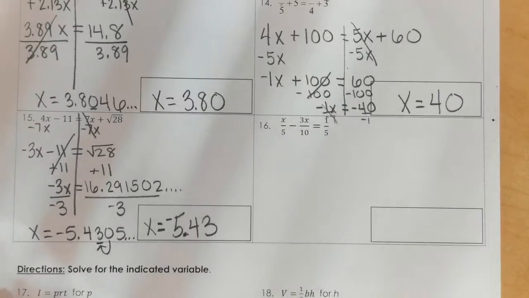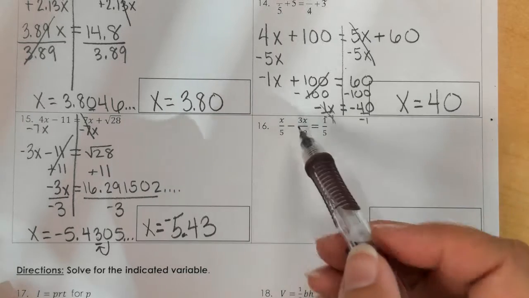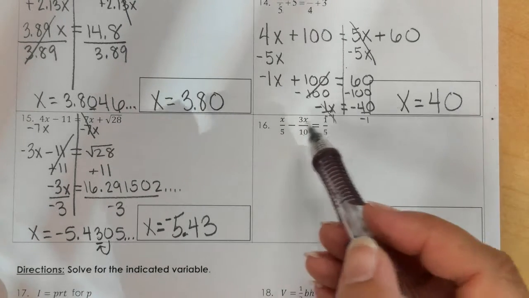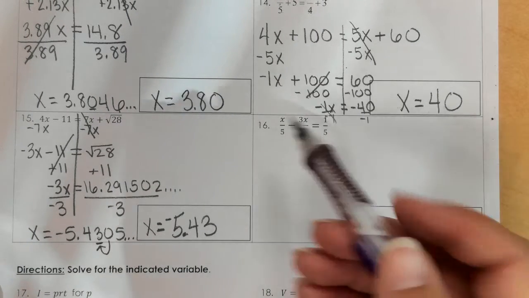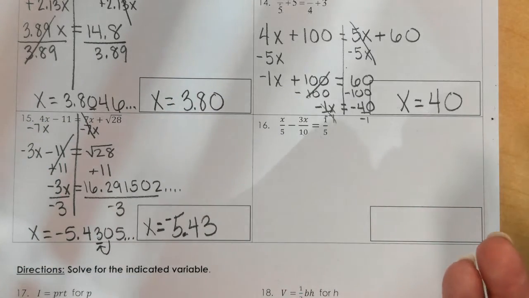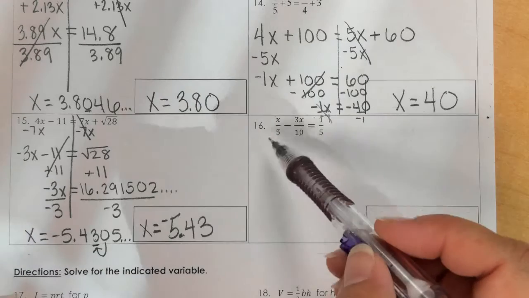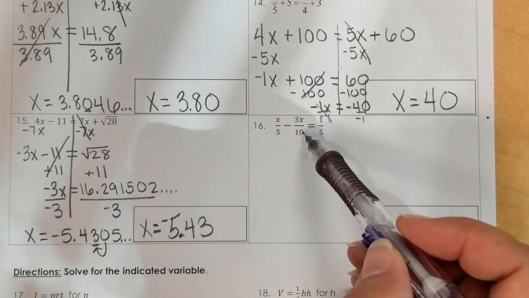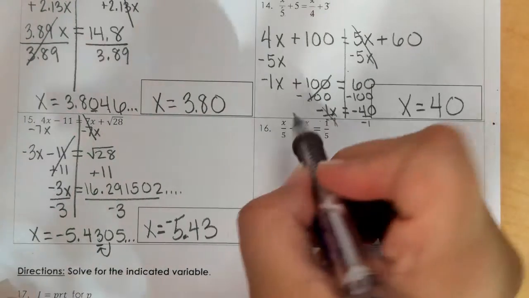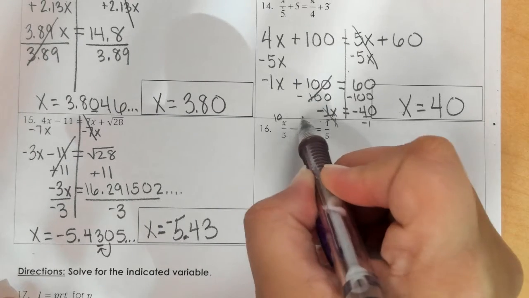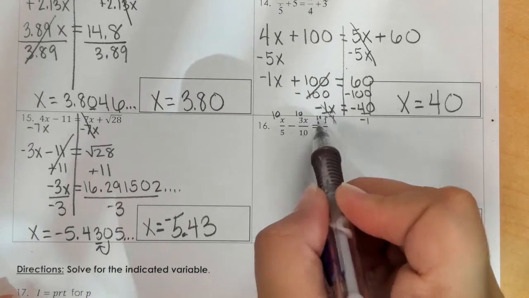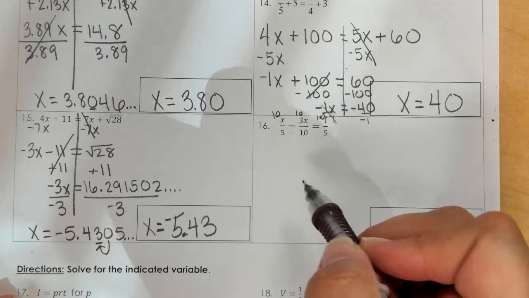Okay, the last one for this section, number 16, we have to clear the fraction. Now, we have 5, 10, and 5. So we can multiply 5 times 10 together, and that is 50. We could put 50 above everything. Also, I know that 5 times 2 can make 10. So 10 actually is my least common denominator. So I'm going to put it above every single one of those.